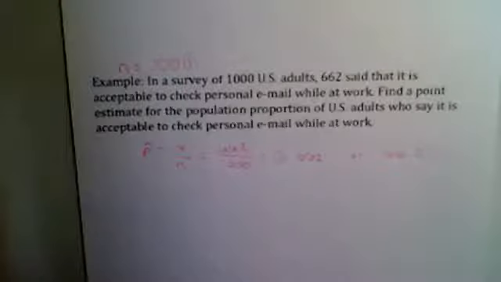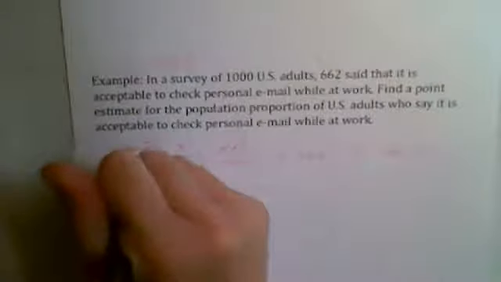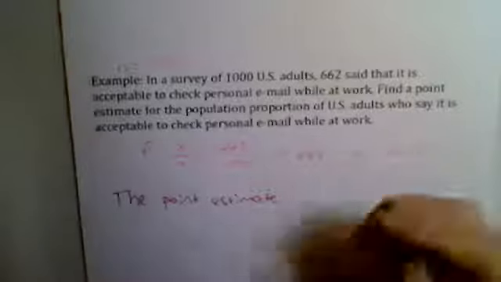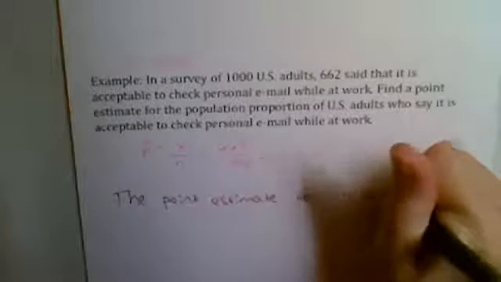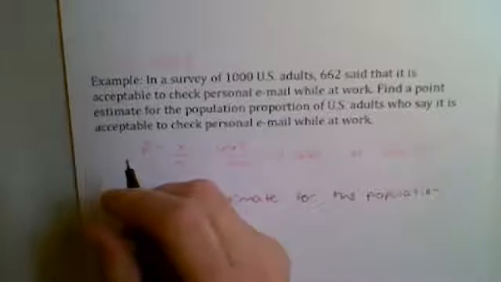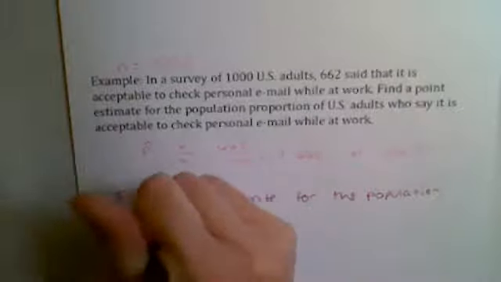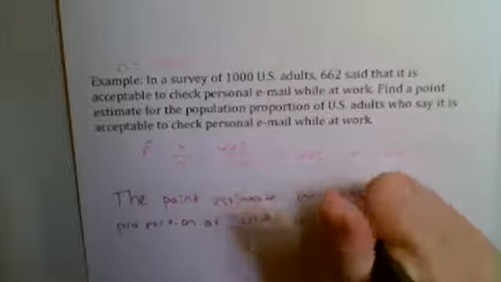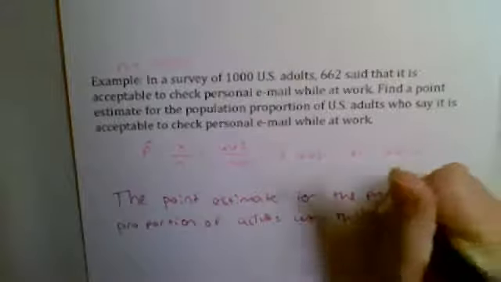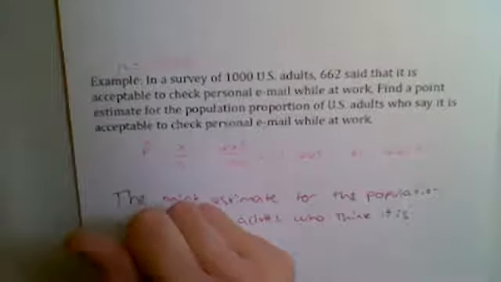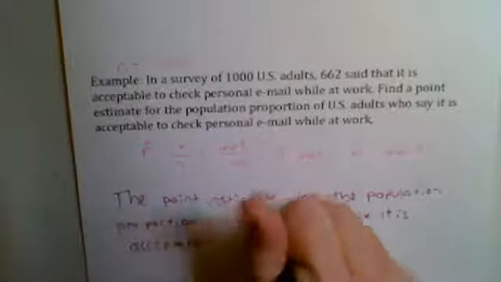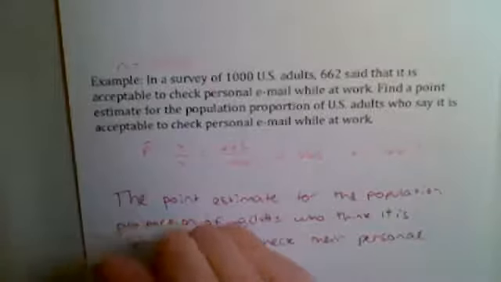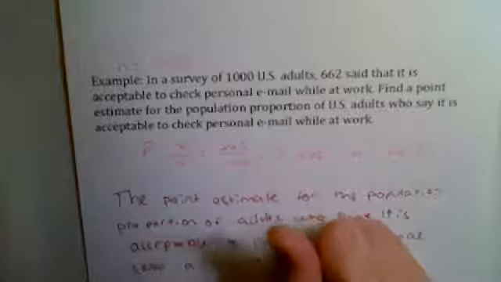Okay, so let's just write a sentence for that. The point estimate for the population proportion of adults who think it is acceptable to check their personal email at work is 66.2%.